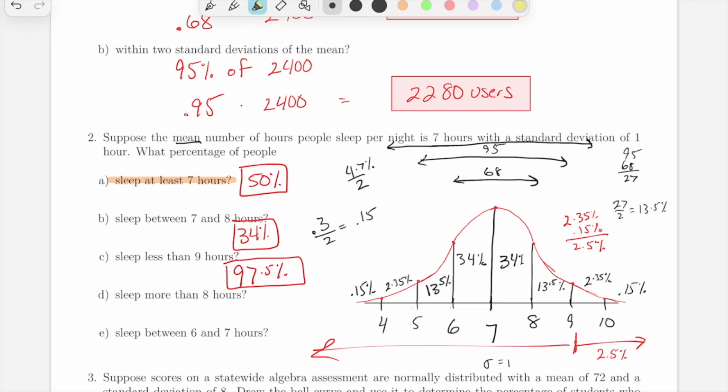It's just so much more work to do that. If you take a minute, you can check it: 0.15 plus 2.35 plus 13.5 plus 34 plus 34 plus 13.5. Those should add up to be about 97.5%.